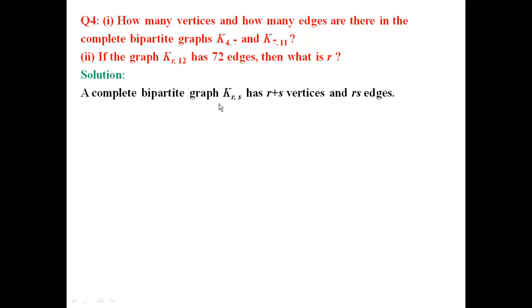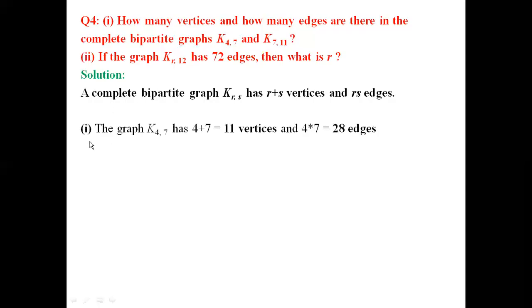A complete bipartite graph K r,s has r plus s number of vertices and r into s number of edges. A complete bipartite graph has two mutually disjoint vertex sets V1 and V2. So the number of vertices in V1 is denoted by r and the number of vertices in V2 is denoted by s. And this result, we learned it from the theory, that K r,s has r plus s number of vertices and r into s number of edges.